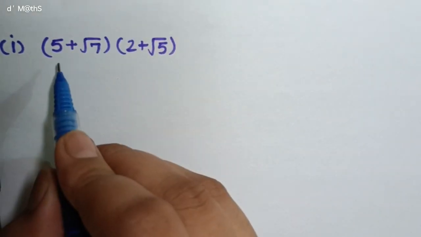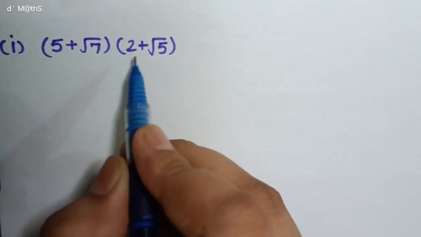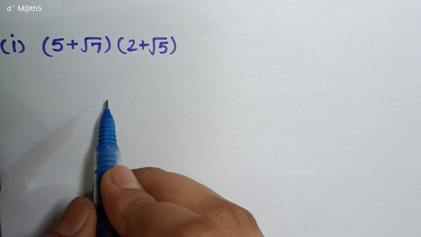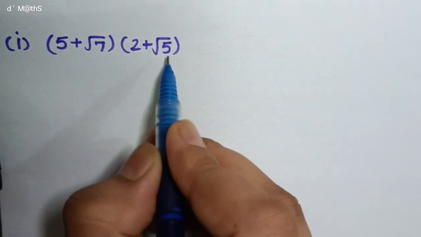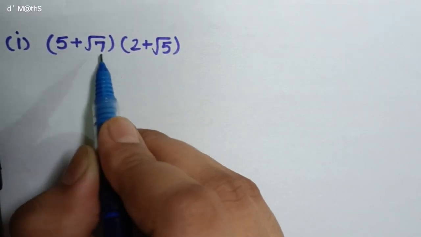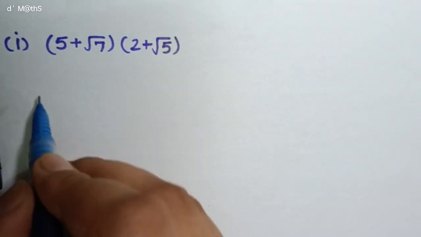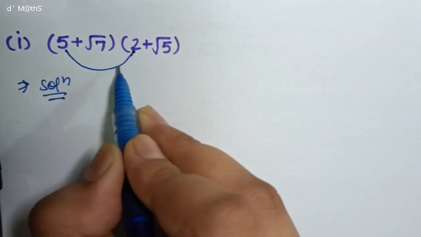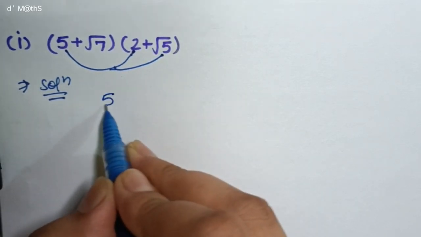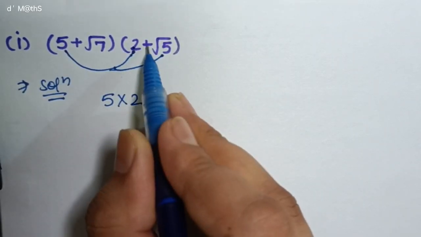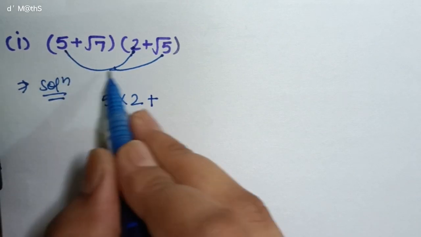So in such type of question, friend, you have to firstly multiply the first digit of the first term with both digits of the second term, okay, and then with the second digit you will multiply both digits of the second term, okay. So 5 into 2 plus 5 into root 5, okay.